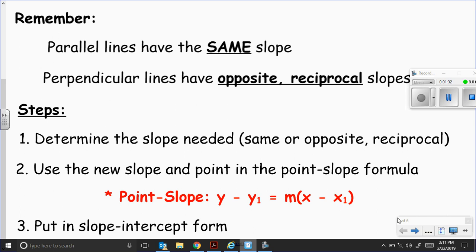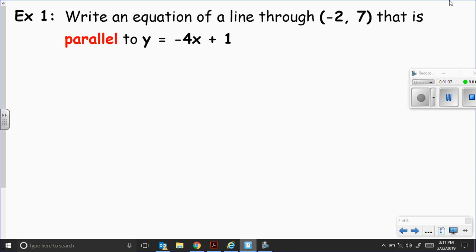Okay, so let's try some practice. Example 1. We want to write an equation of a line through the point negative 2, 7 that is parallel to y equals negative 4x plus 1. So first we need to determine, in this original equation, what's the slope? The slope in this equation is negative 4 because it is written in slope-intercept form, so we want the number before x.